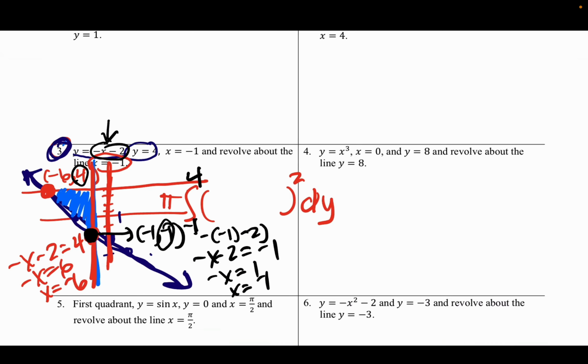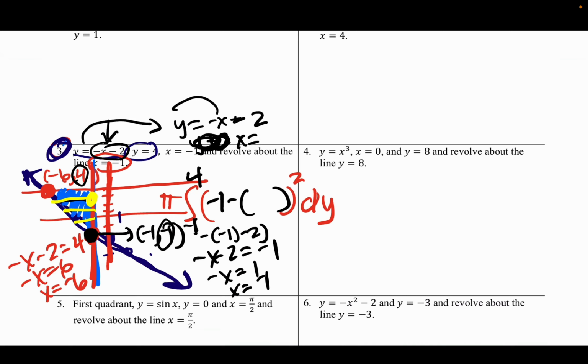-1 to 4. And since I'm doing it in terms of y, I'm going to do right minus left, right minus left. So whatever's on the right now is -1, minus left, which I've got to solve for x. So this is y is equal to -x minus 2. So I get y plus 2. Let's move our x over. X is equal to -y minus 2. And so they asked me just to set it up, but do not evaluate. So that was kind of messy, but there's our setup right there.